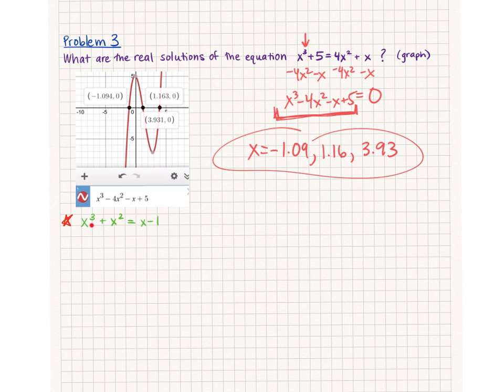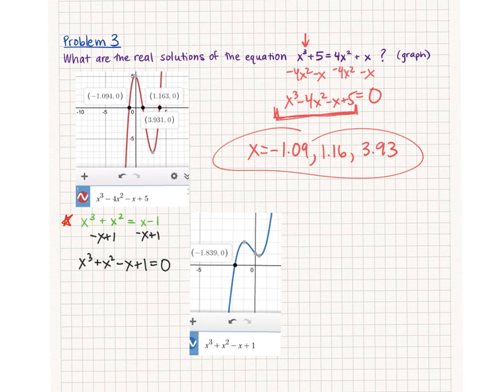So do the same thing here. Put this in Desmos. Make sure first, get everything on the same side, then put that into Desmos. And then find out where it crosses the x-axis, and those are your answers. So try that and then check back for your solution.